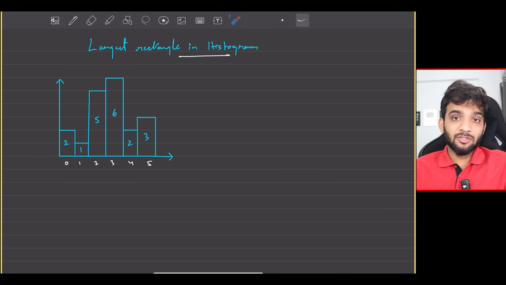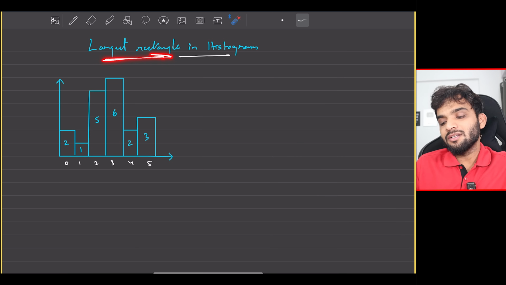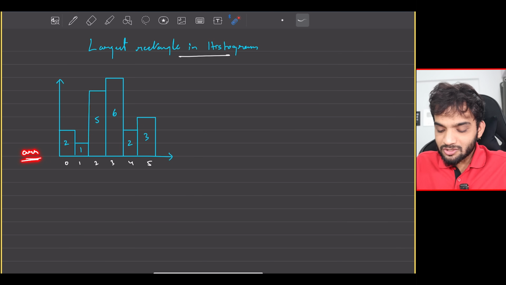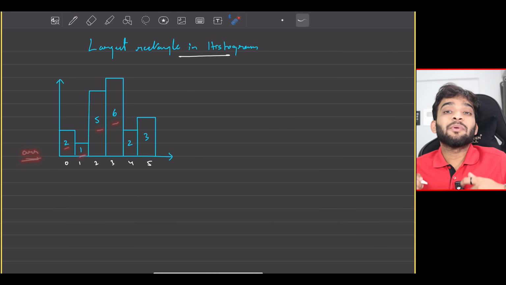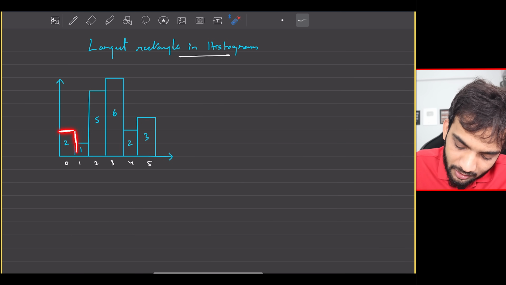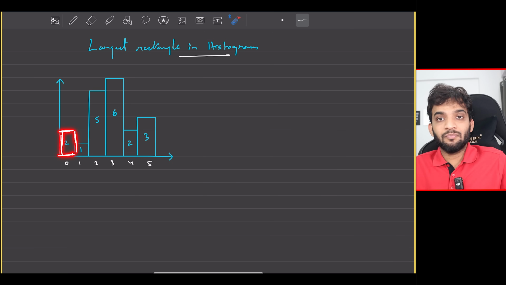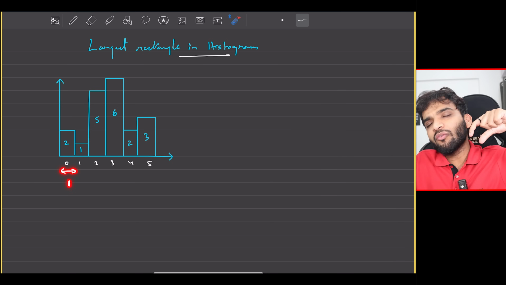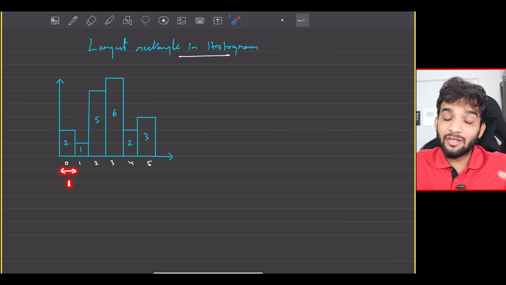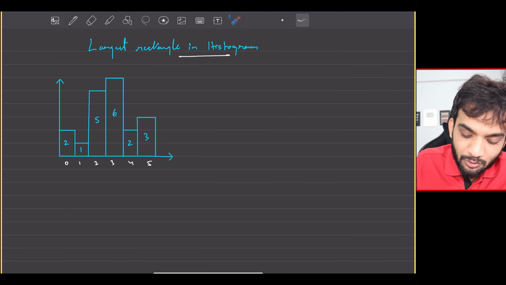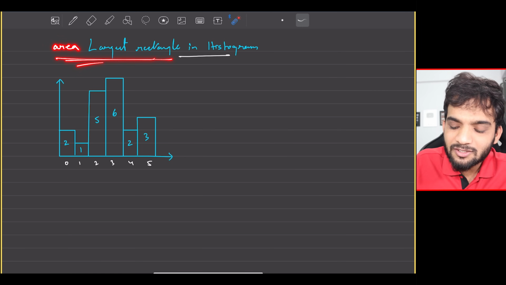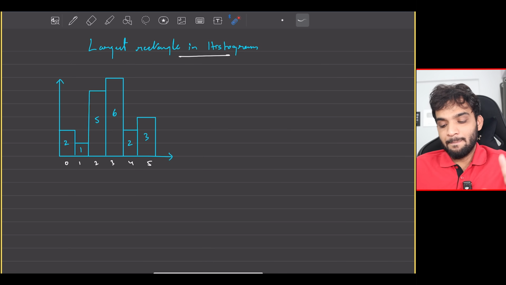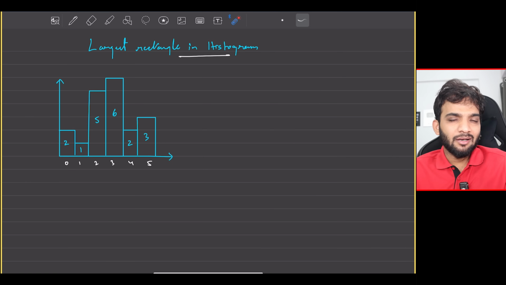So the problem that we will be solving today is the largest rectangle in a given histogram. You will be given an array of integers where every integer represents the height of a bar in a histogram. The height is given to you and the width is constant. The width will always be 1 for every bar. Now your task is to return the area of the largest rectangle that you can form in a given histogram. So what is a rectangle in a histogram?